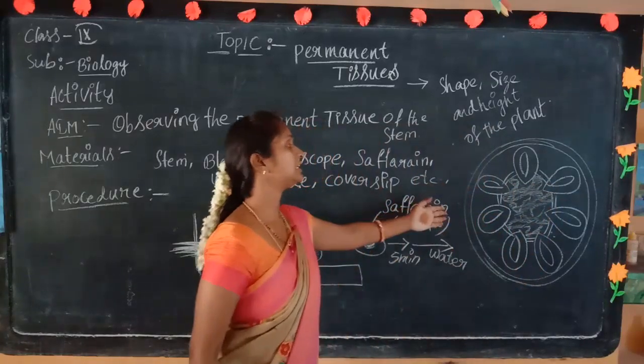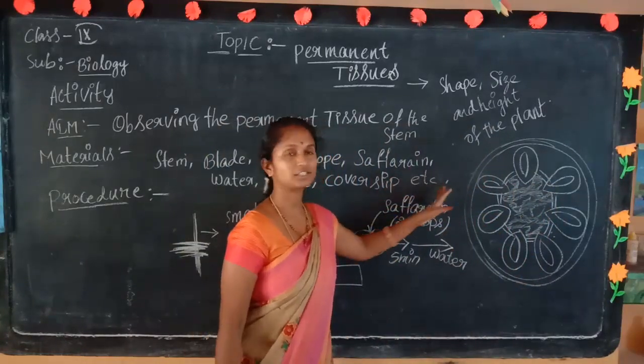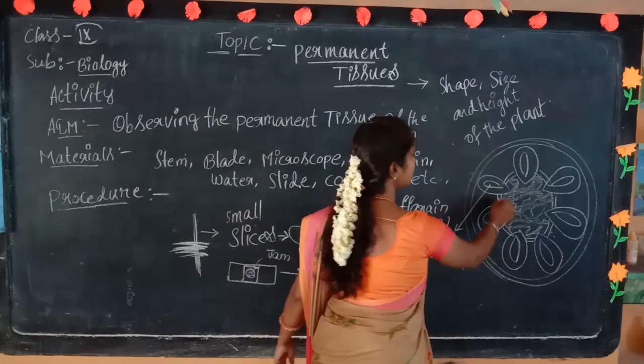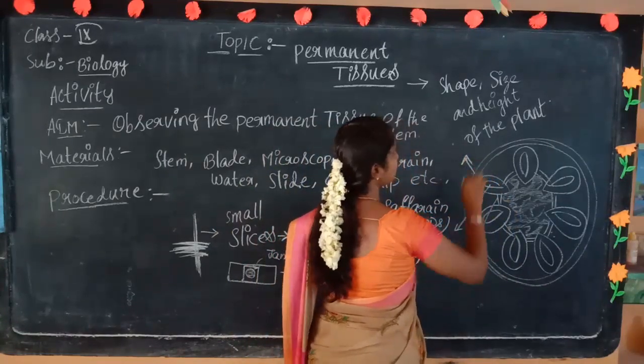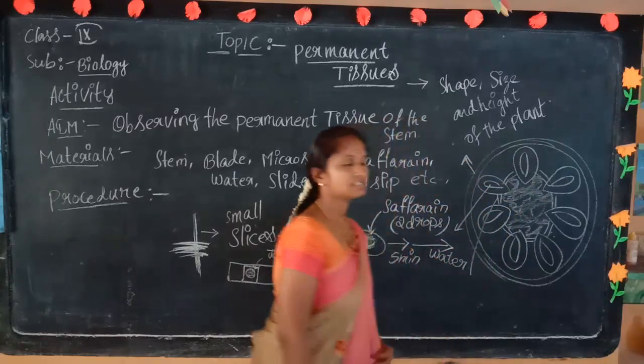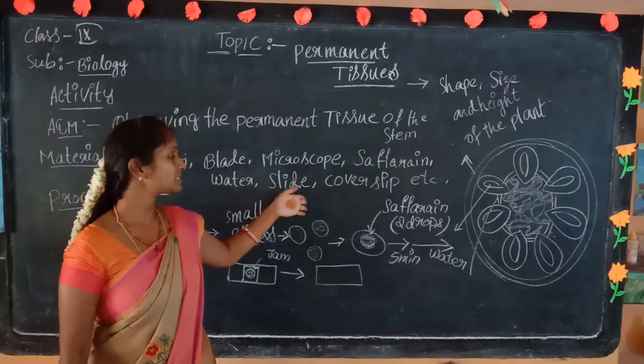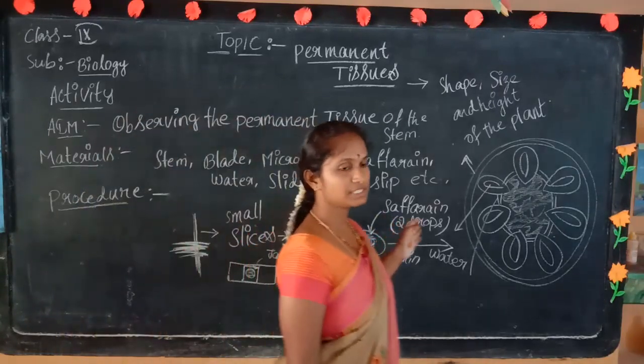And I observed under the microscope, this was the structure. These are nothing but the xylem, and these are the phloem. These are the permanent tissues, and this is the transection of the stem that we observed. Yes, these are the cells we discussed.